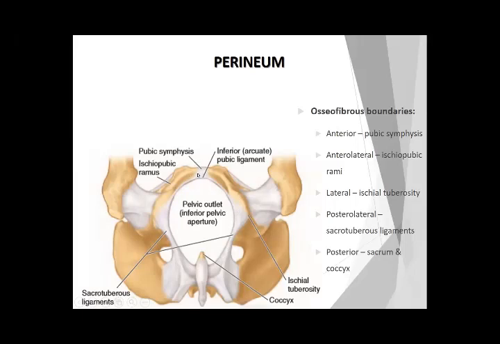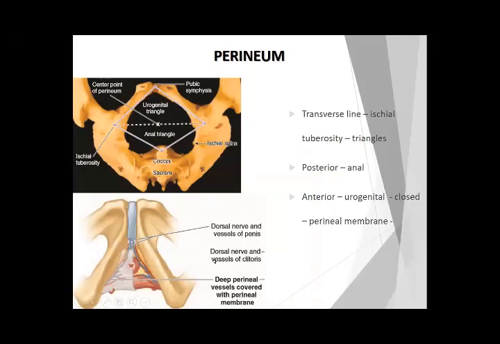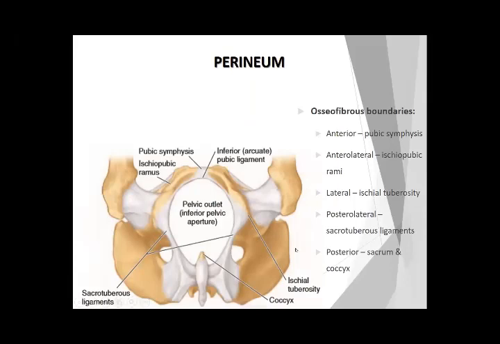anteriorly is the pubic symphysis. Anterolaterally is the ischiopubic rami. Still laterally, we have the ischial tuberosities. Posterolaterally, these are the two sacrotuberous ligaments between the sacrum and the tuberosity. Between the sacrum over here and ischial tuberosity, this is the sacrotuberous ligament, and posterior most is the coccyx and the lower part of the sacrum.